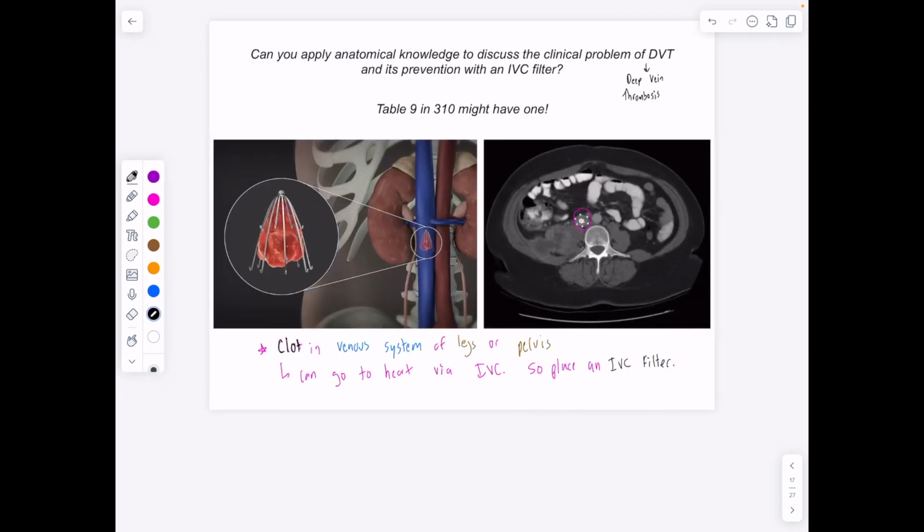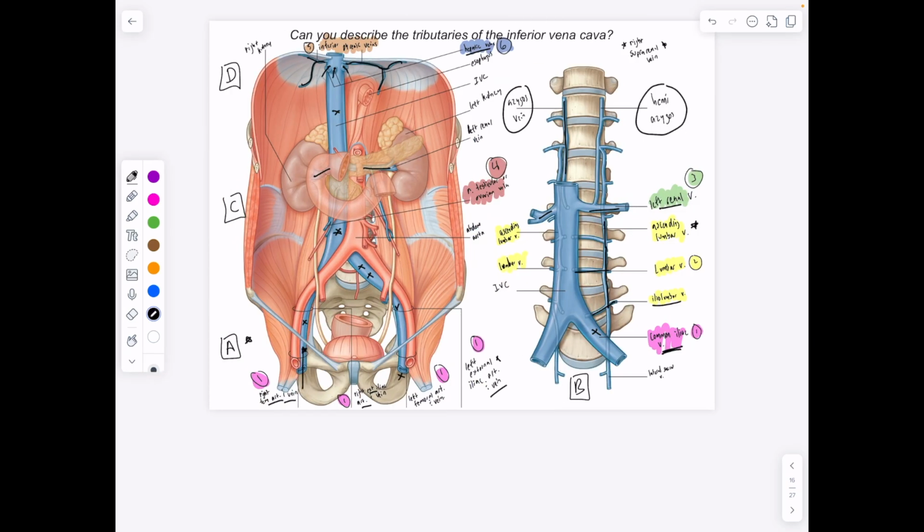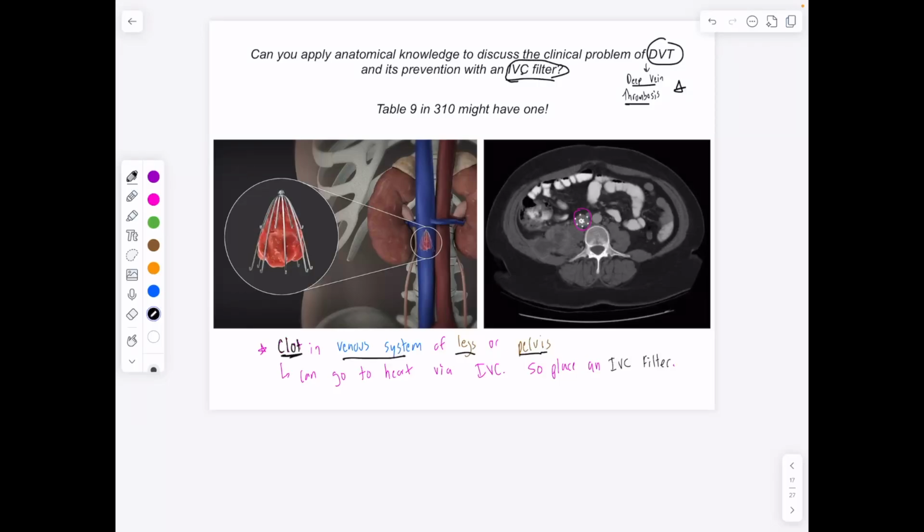Can you apply clinical or anatomy knowledge to talk about a deep vein thrombosis and its prevention with an IVC filter? All right, so deep vein thrombosis is when you have a clot in the venous system of the legs or pelvis, and the fear is that one of those clots is going to go upwards and get to your heart, at which point you're in big trouble. So you can install an IVC filter, which we can see here, and the idea is that this can catch a significant clot. You can see it installed here in the IVC, and once you've caught it, you can use different drugs to dissolve the clot and keep it from being an issue.